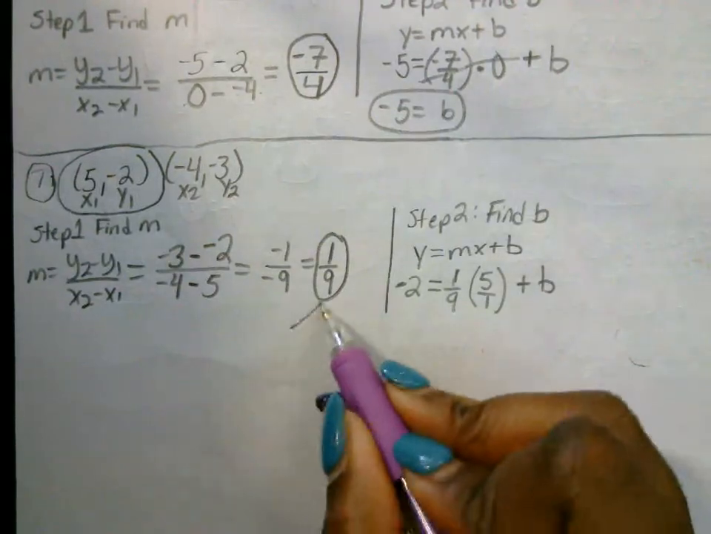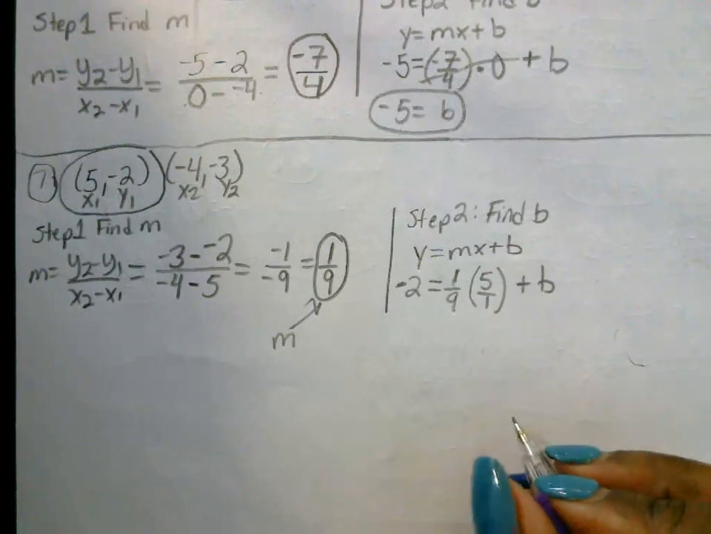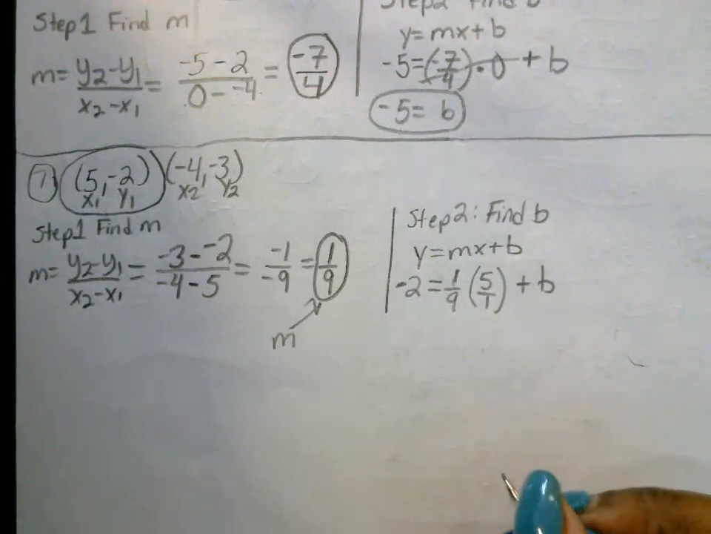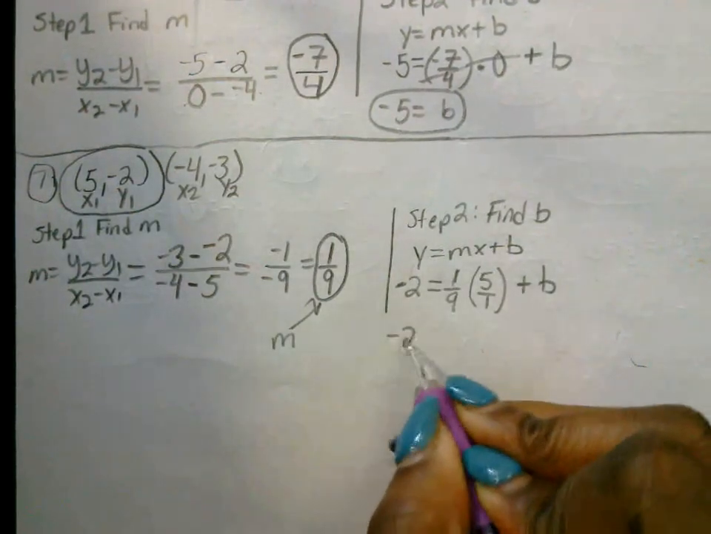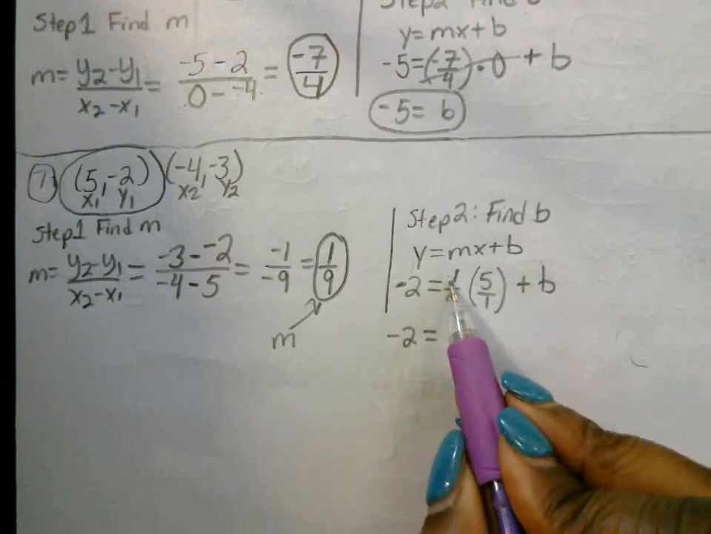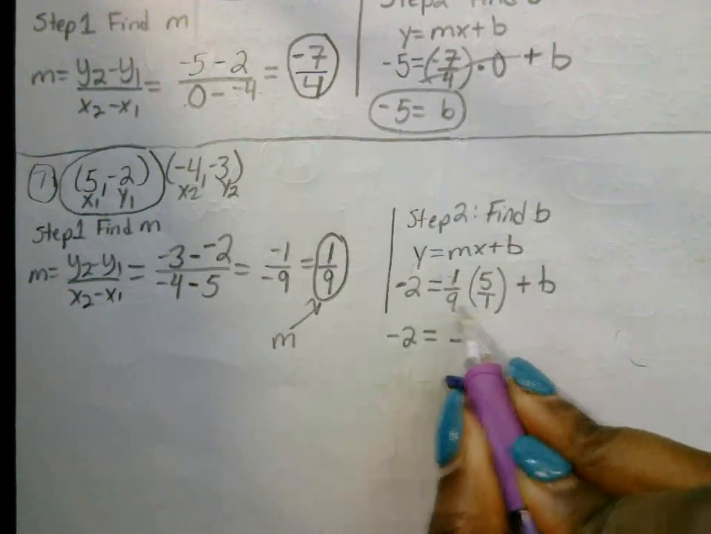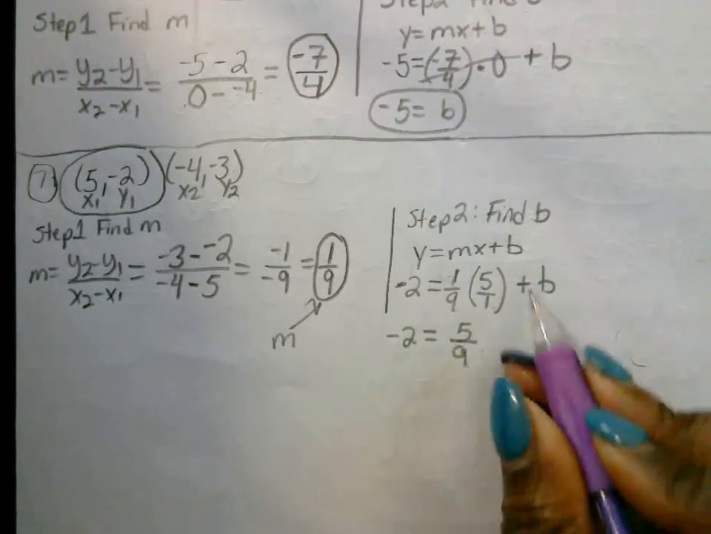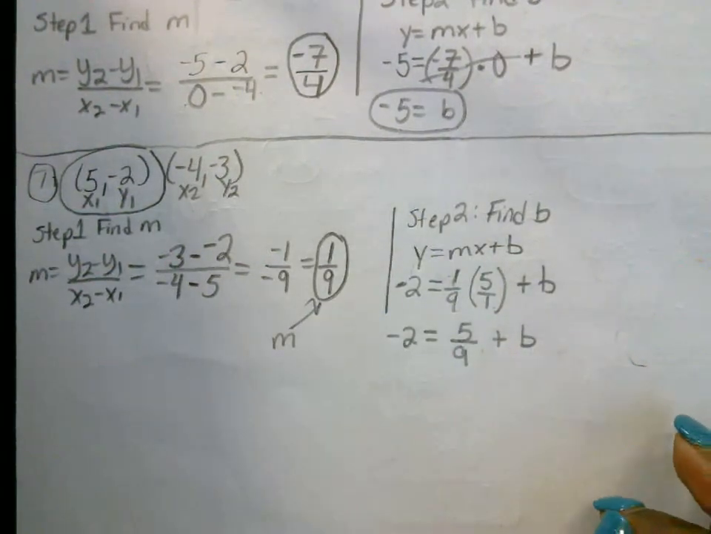Juan, this is m. We found m, okay? That was the first thing we did. 1/9. Now we're going to multiply. Bring this down. Bring down the equal. When we multiply straight across, Terrence, we get 5 times 1, which is 5 on the top. What is this on the bottom? 9. Bring down the plus. Bring down the b.